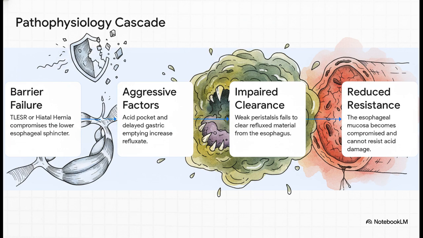It's really a cascade of failures, a domino effect. First, the barrier fails. That's our TLESRs. Second, you have these aggressive factors from the stomach, like the acid pocket ready to attack. Third, the esophagus itself isn't great at clearing out whatever comes up. Its muscular contractions are too weak. And then finally, the lining of the esophagus itself just gets worn down and compromised. And that's what leads to the inflammation and all the symptoms.